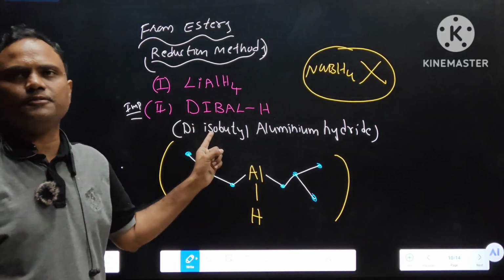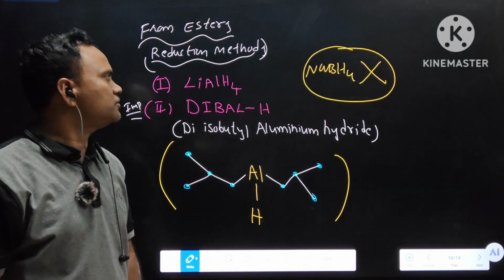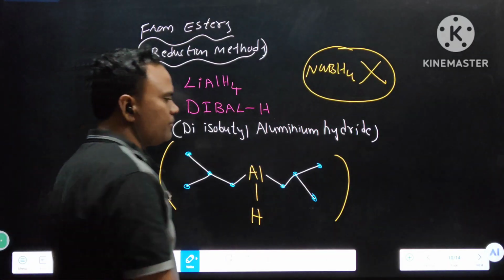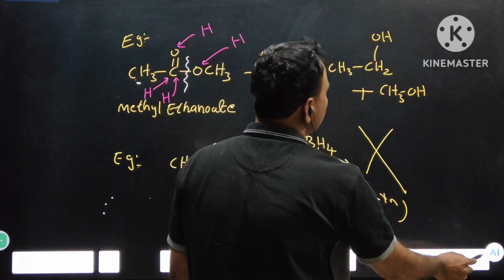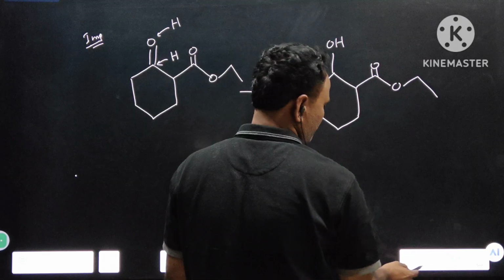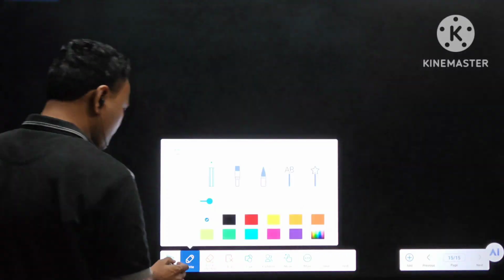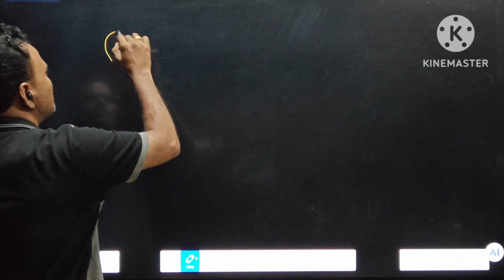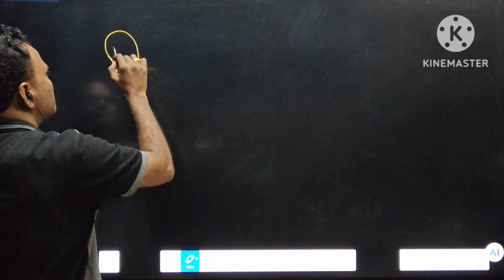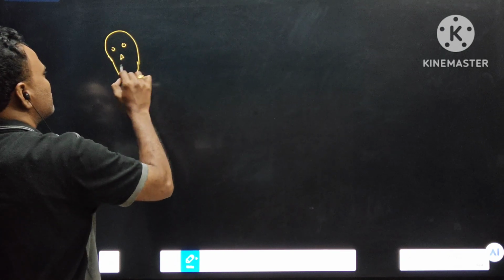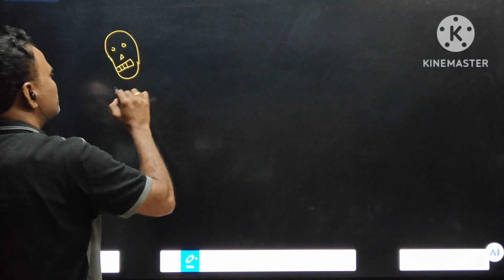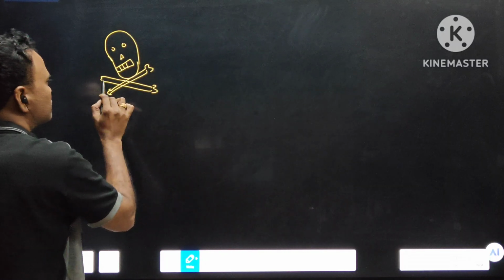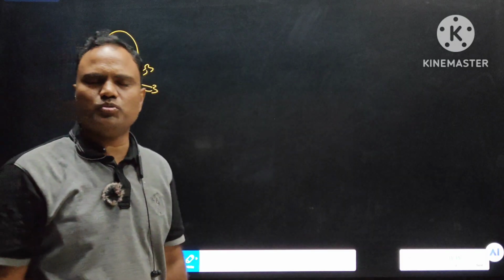Next, DIBAL-H. By using DIBAL-H. First, lithium aluminum hydride is over now. Next, by using DIBAL-H, diisobutyl aluminum hydride. Do you know the meaning of this symbol, everybody? Bhakti, what is the meaning of this? DIBAL-H example is most important.